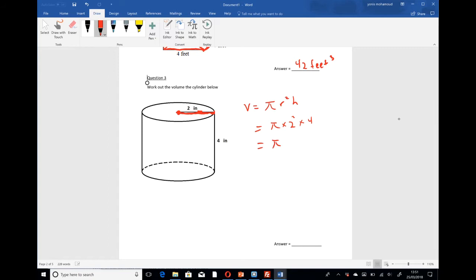So 4 squared is 4 times 4, which is equal to 16. So your final answer is 16 pi. Or what you can do is you can do 16 times 3.14.